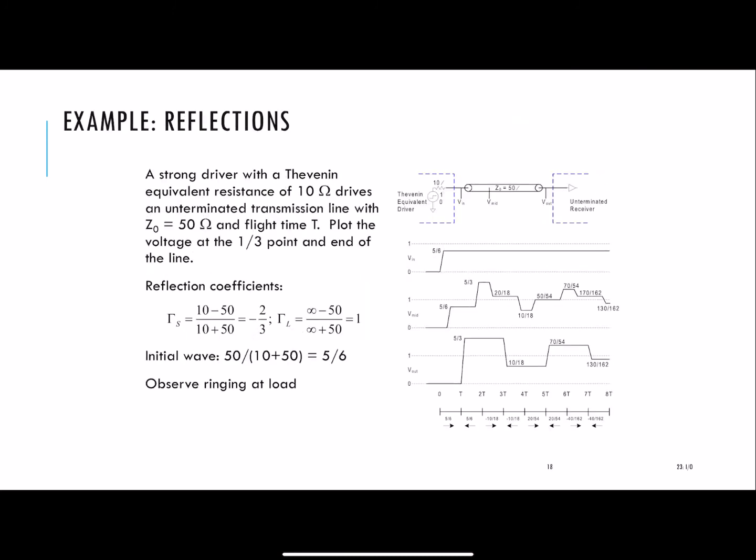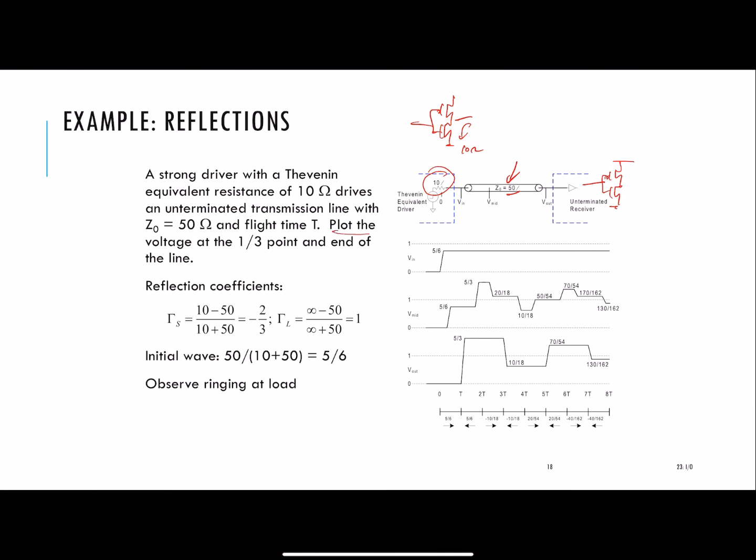So let's see what happens. This is the bad thing that happens if you do not have your impedances matched. Say you have a very strong, beefy driver with an output impedance of 10 ohms, driving a transmission line with a 50 ohm characteristic impedance, going to an unterminated line, which would be another inverter, like a capacitor.